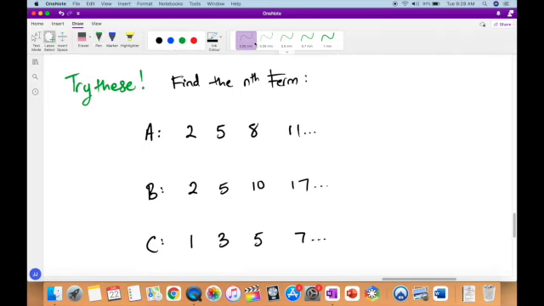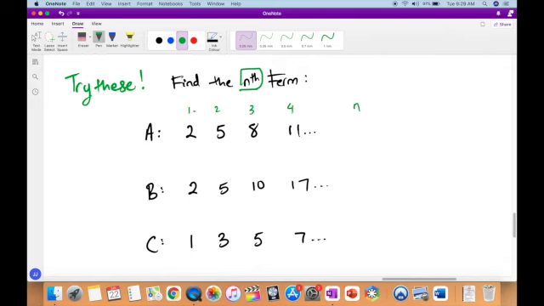Alright, so let's check out the first sequence here. And in this first sequence, I'm going to write the n term. So this is the first, the second, the third, and the fourth. And what do we want to find? We want to find the nth term. So we want to find the formula for n.